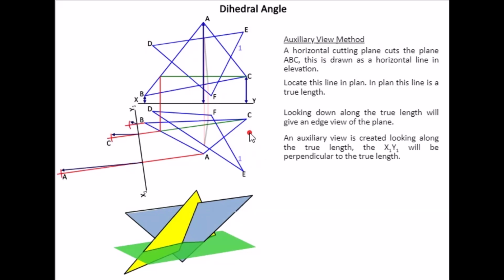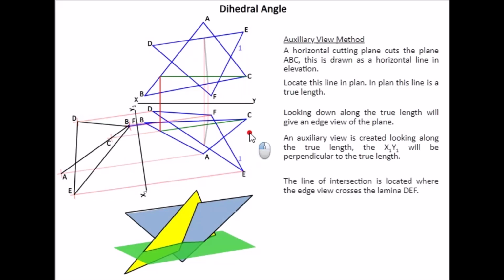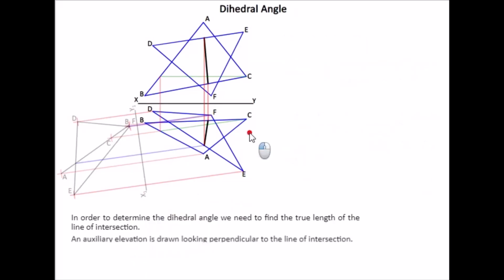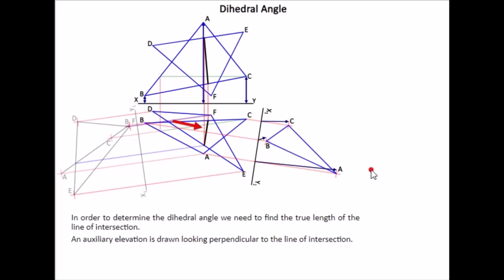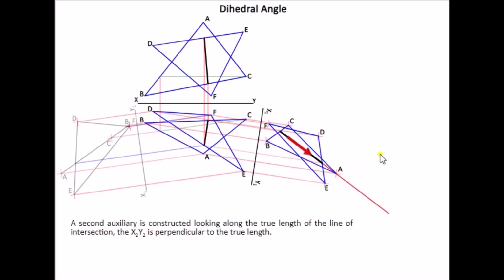Thus to find the dihedral angle, we need to look along our true length. We have our true length in plan, so look 90 degrees to this line of intersection in plan to find the true length of our line of intersection. This is our two triangles drawn in the first auxiliary, and this is our line of intersection, which is now a true length. If it's a true length, if we look down along it, we need to see it as a point view.